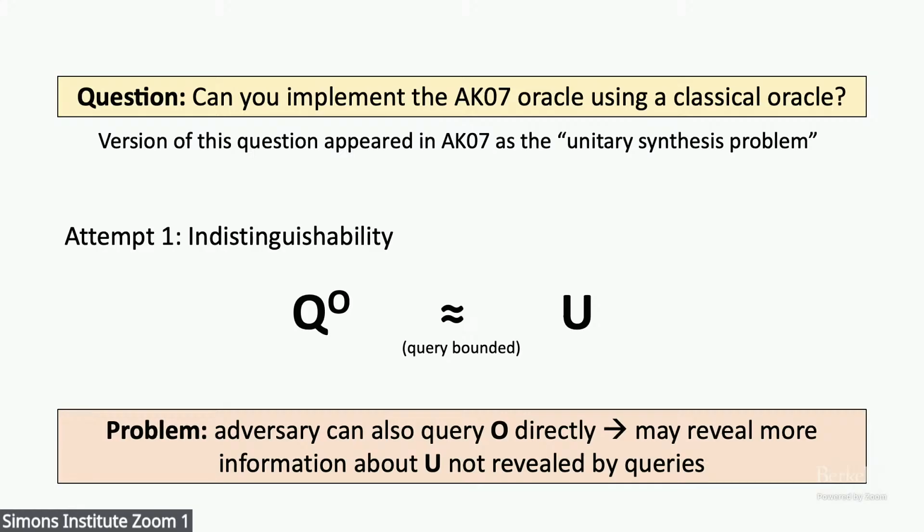And the reason is that your algorithm, your supposed QCMA verifier, or for crypto, your adversary, whatever, isn't restricted to just querying Q to the O. The algorithm actually can just query O directly. And this direct access to O may reveal a lot more information about the unitary U than the adversary is supposed to learn. And that might allow them to break something where, given just U, they're not able to break.